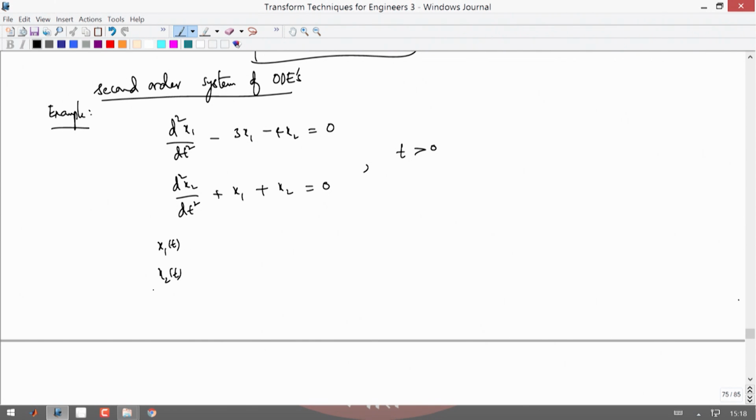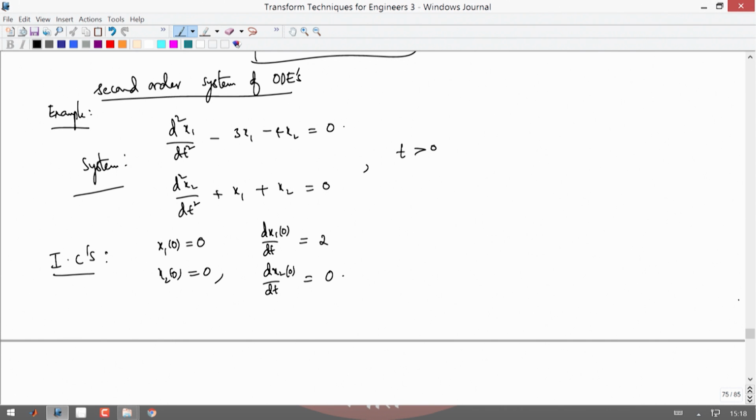You need to know its initial values because it is second order. You need to provide x1 at 0 and x2 at 0. So, let me give the initial values: these are 0 and 1, and you also have dx1 by dt at 0, which I give as 2, and similarly dx2 by dt at t equal to 0, which I give as 0. So, these are the initial conditions, and this is the system.